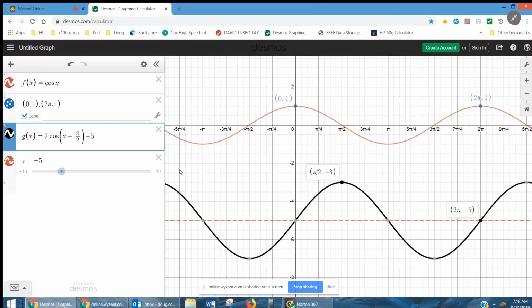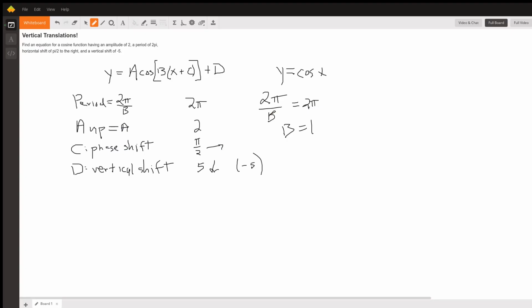Okay, so that's what the vertical shift does. It moves the midline up or down, and all the points on the original parent function are moved up and down. Okay.